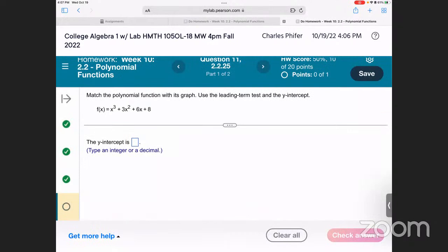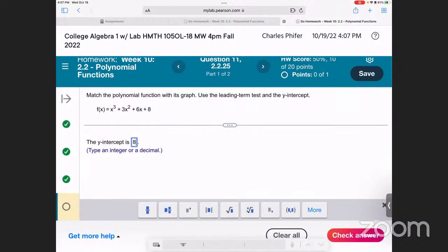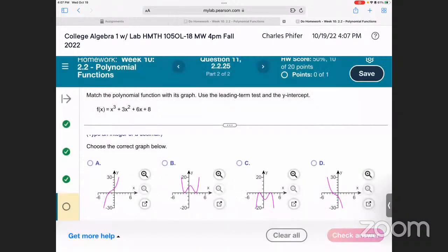Okay, the y-intercept. For the y-intercept, we said x is 0, the output is going to be 8. If we use a leading term test, it should go up to the right and down to the left. I think there's only one graph that goes up to the right and down to the left, which is this guy.